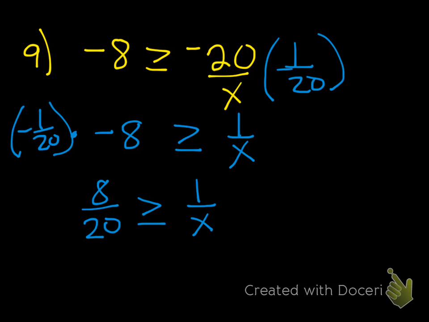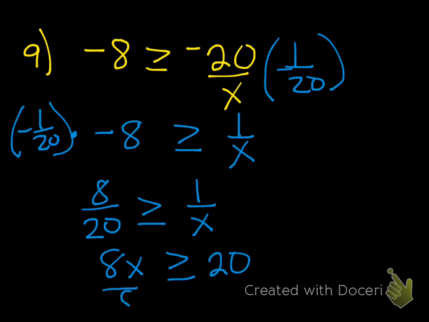1 over x. Okay, so now from here, you could do your cross products. So you could do 8 times x, which is 8x, equals, oh, not equals, sorry, is less than or equal to, sorry guys, is greater than or equal to 20.